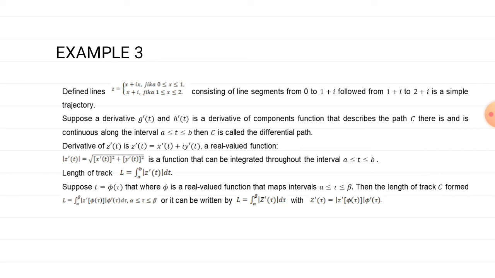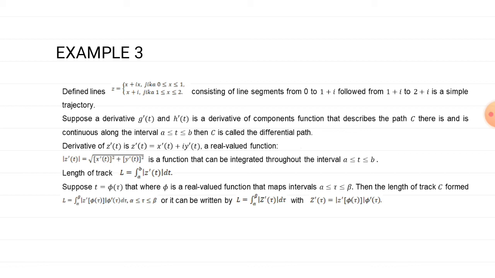Example: define the line z equals x plus ix if 0 less than or equal to x less than or equal to 1, or x plus i if 1 less than or equal to x less than or equal to 2, consisting of line segments from 0 to 1 plus i followed from 1 plus i to 2 plus i is a simple trajectory.